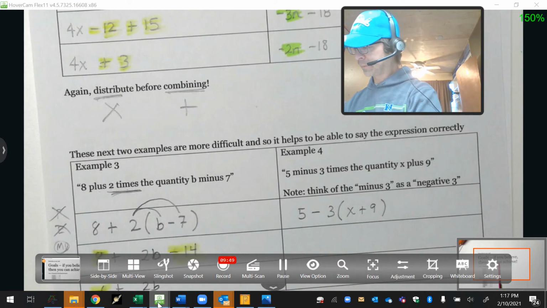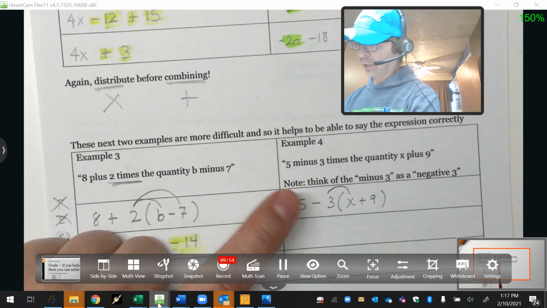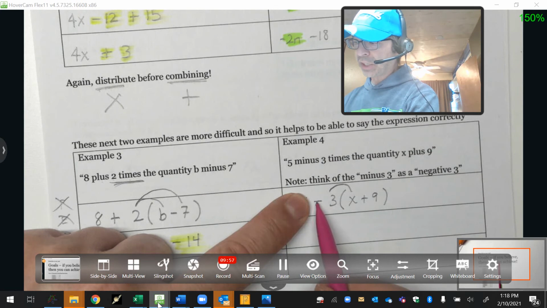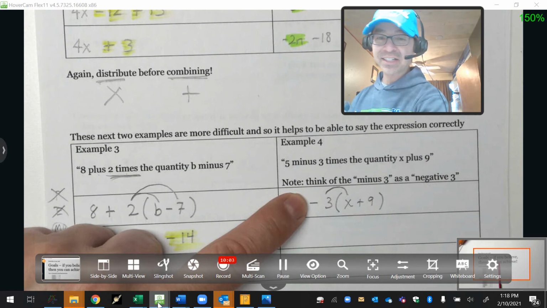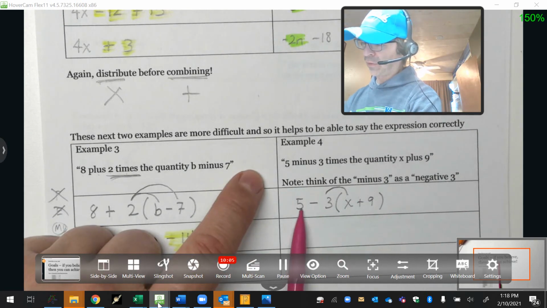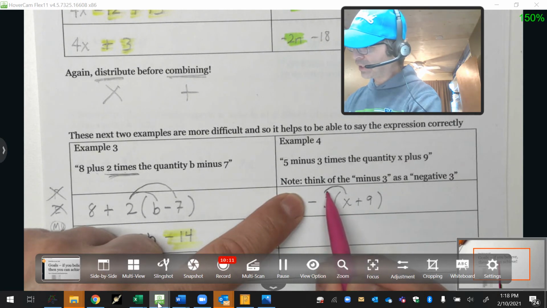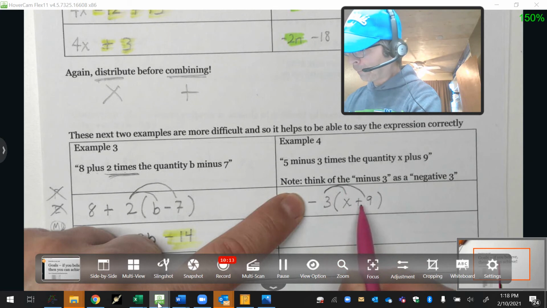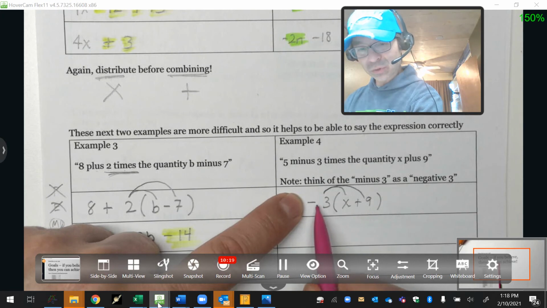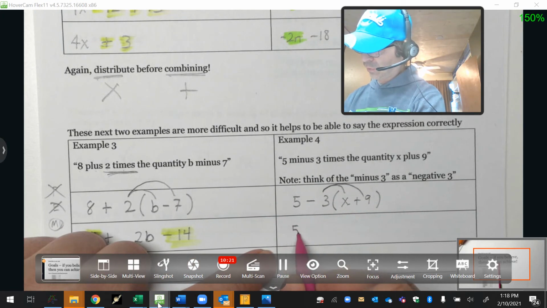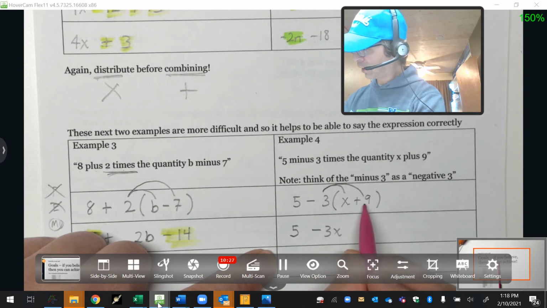Minus last. So I'm going to distribute first. If I cover up the 5, then you would think of this as a negative 3. Remember I talked about that in the previous lesson? Then a minus sign and a negative sign, same thing. So here you would say 5 minus 3. But I cover up the 5, you would say negative 3. So negative 3 times x, and then negative 3 times positive 9. Think of it as a negative 3. So negative 3 times x is negative 3x, and then negative 3 times positive 9 is negative 27.